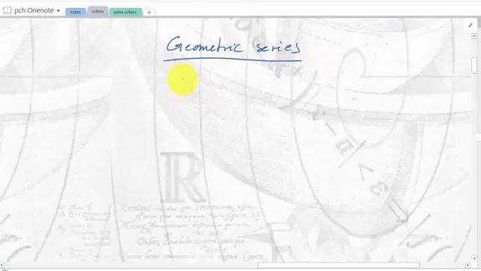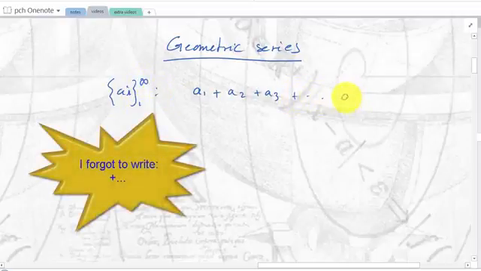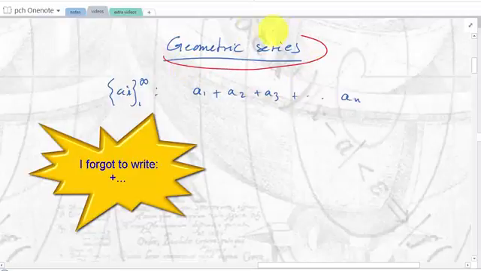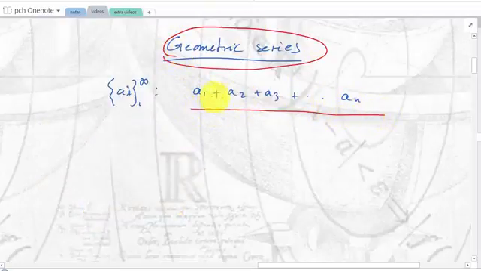Well, as I've mentioned before, if you want to add an infinite number of terms, you need to have a sequence, right? You need to have a sequence of terms, Ai from 1 to infinity. And now you can add all the terms together. By definition, a geometric series is an infinite sum of terms in a geometric sequence, okay? So a geometric sequence, you know what it means. When you go from one term to the next, you multiply by the same constant.